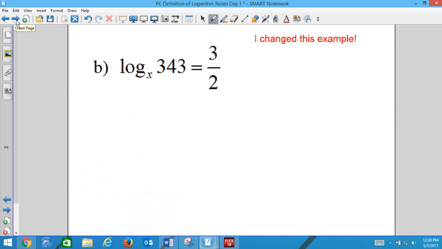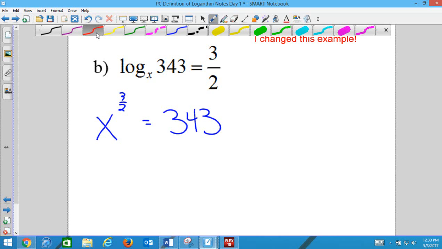So this is the one I changed. The only thing I changed is I made it 3 halves instead of 3. Okay, so if you want to make that 3 halves. It's not always easy to do solving with a log in it. It might be easier to change it to exponential form. Well, let's change it to exponential form. What's my base? x to the 3 halves, 343. So how do you cancel out an exponent of 3 halves? Because I just need to be x. How?